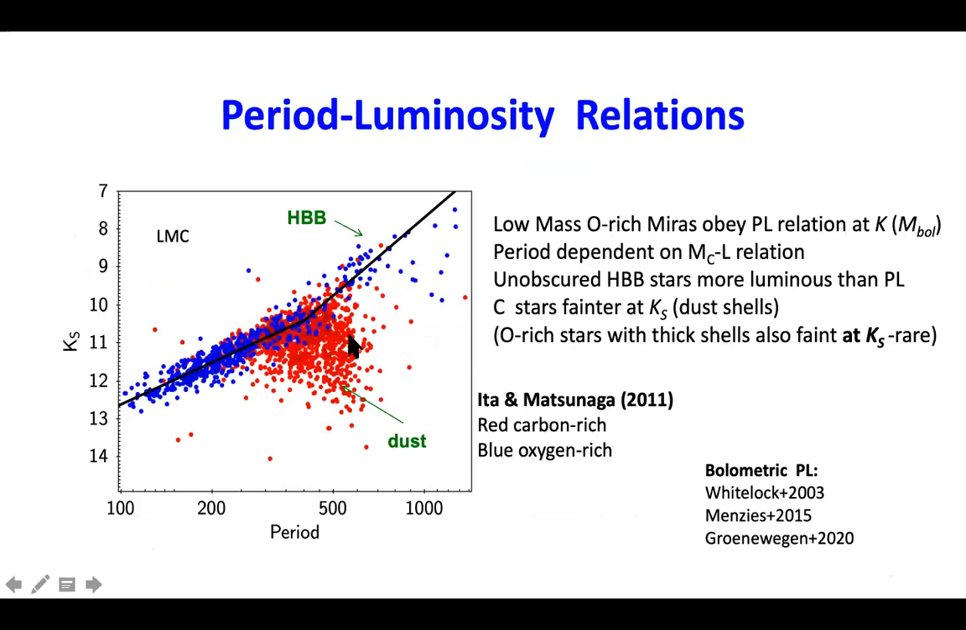Observationally, we see hot bottom burning stars in various ways. This is a K period luminosity relation for the LMC, blue or oxygen rich stars. Short period stars are at the tip of their asymptotic giant branch, low mass stars, and they form the period luminosity relation, as in fact do the carbon stars when you correct them for the dust obscuration. Longer period, higher mass stars lie above this relation, presumably because of the extra luminosity from the extra hydrogen. And we have yet to map out exactly what they do as they evolve.